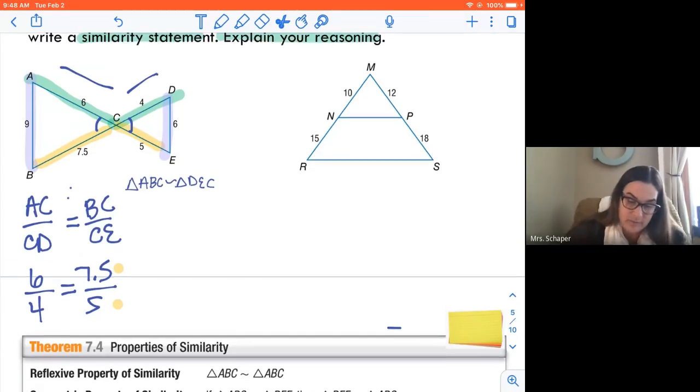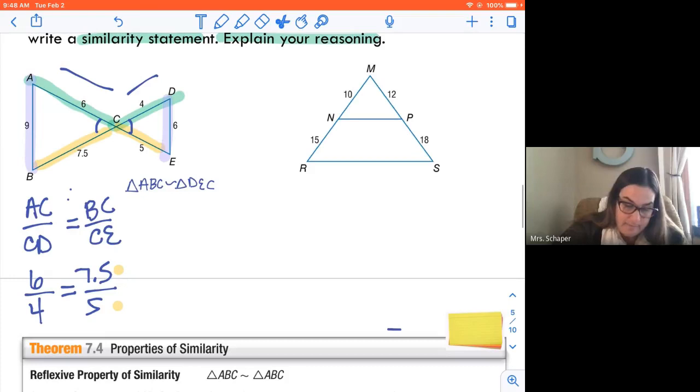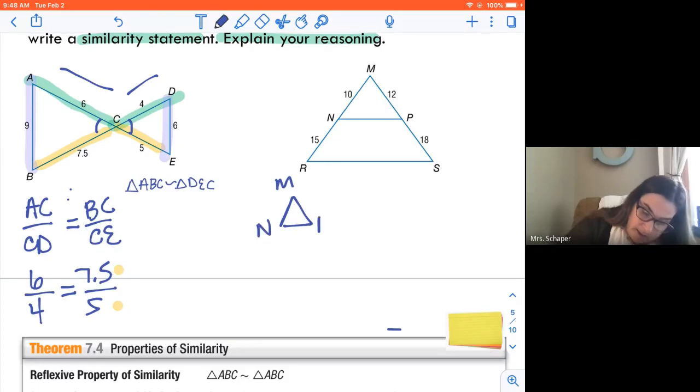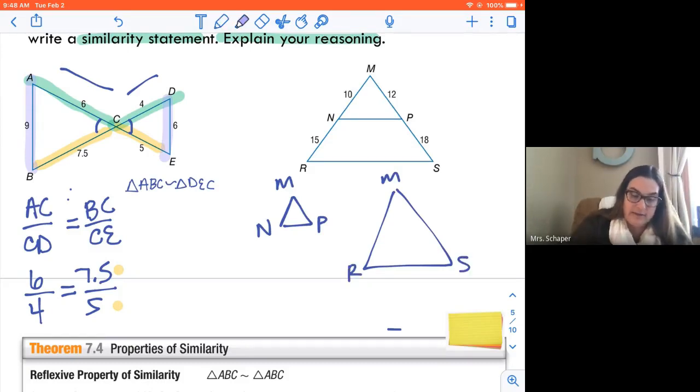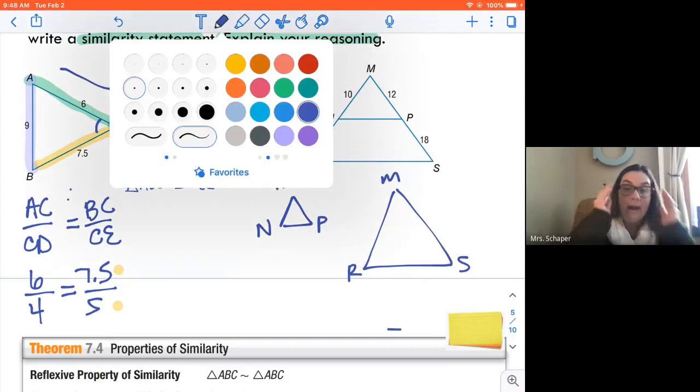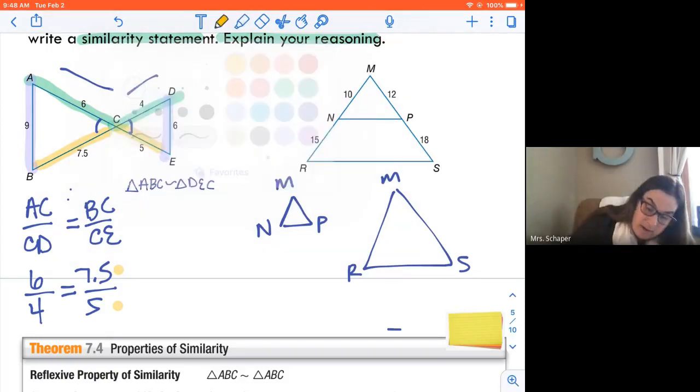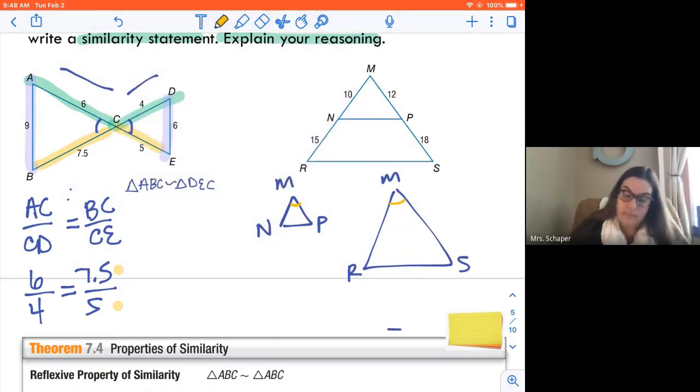Let's look at this next one. All right, so I'm going to redraw these triangles. I have M, N, and P, and I have M, R, and S. And when I look at these triangles, I know that angle M is congruent to angle M, because they're the same angle, right? Reflexive property that we've talked about, same angle.